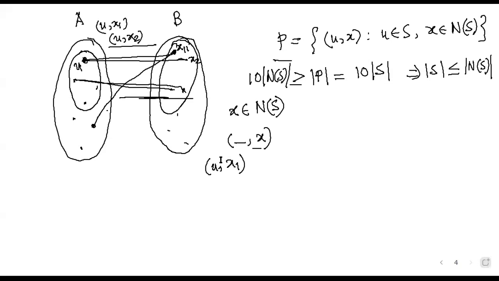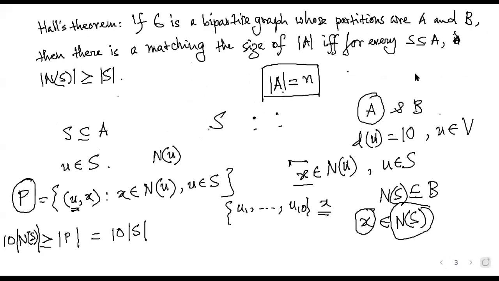And one more thing, ma'am, in Hall's theorem, you're saying that there is a matching of size cardinality of A, or there is a matching which has all the elements of A. Is it size of A or all the elements of A? Means saturates A.